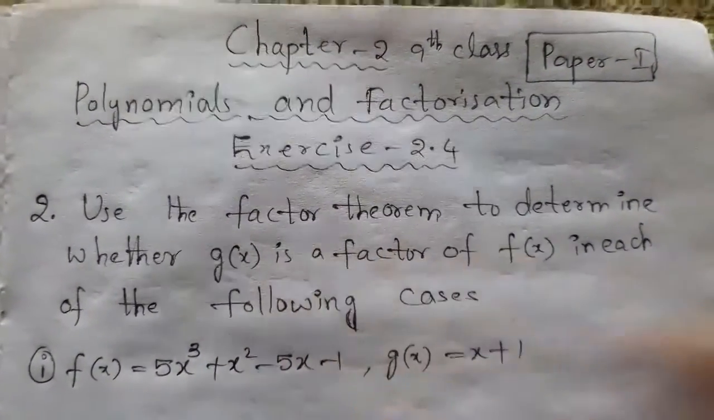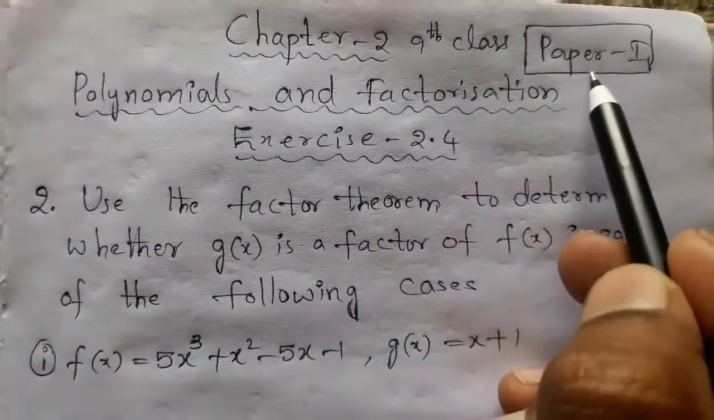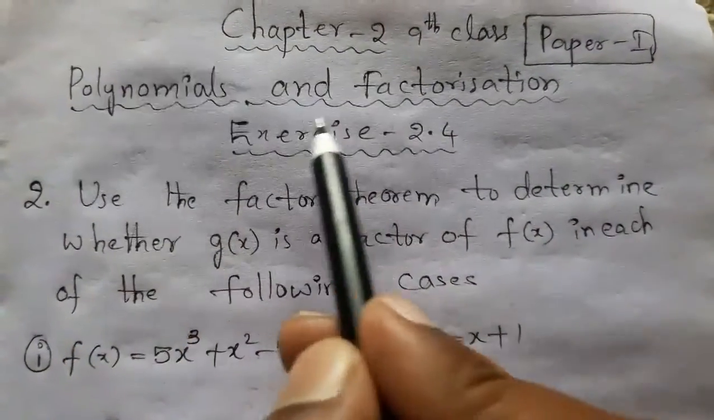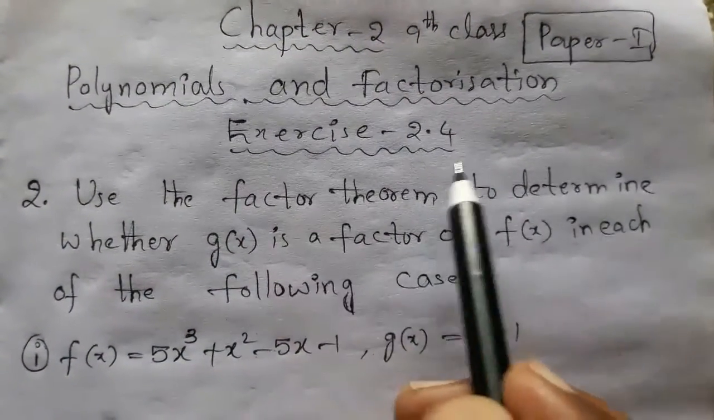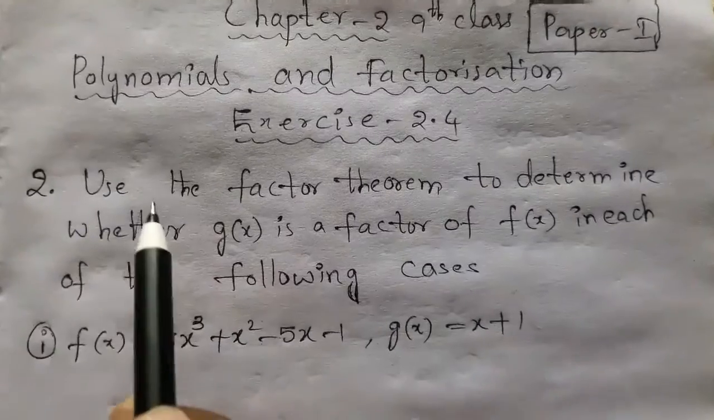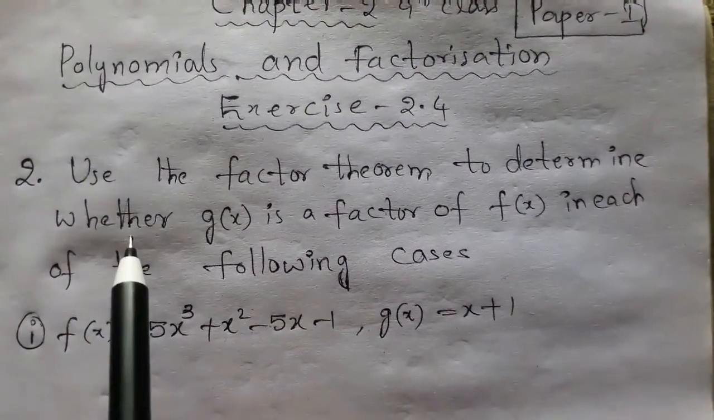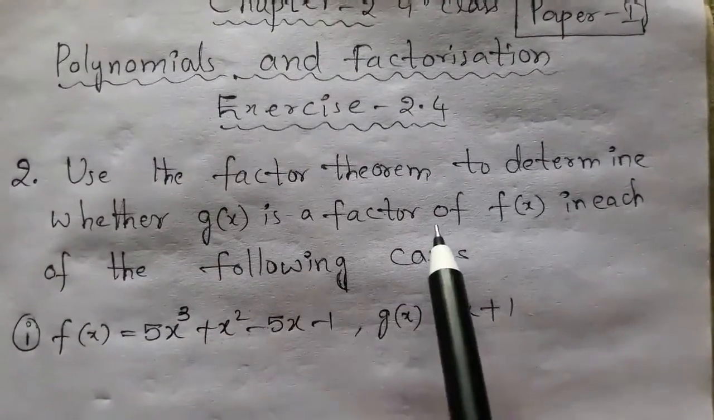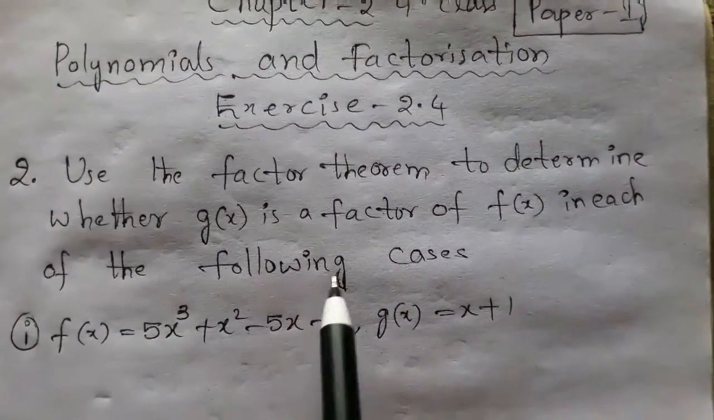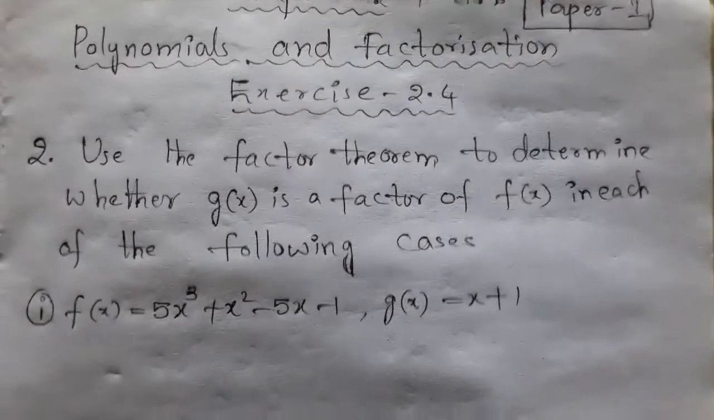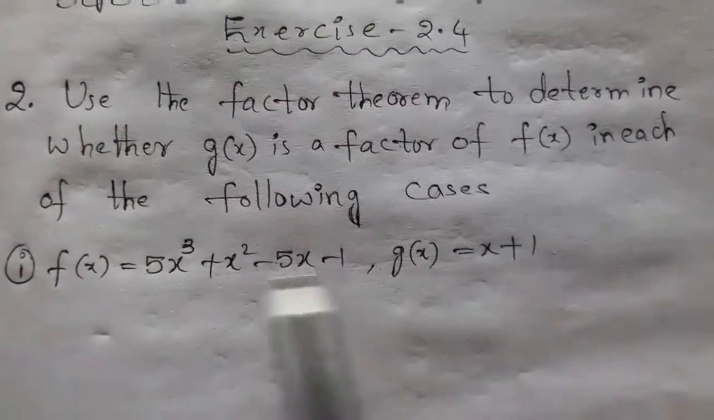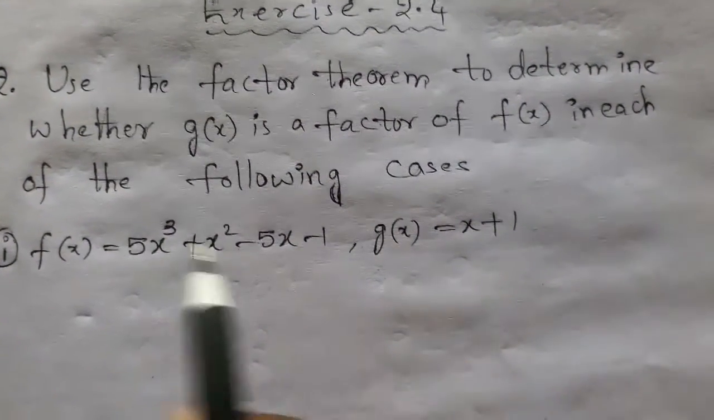Chapter 2, ninth class, Paper 1, Polynomials and Factorization, Exercise 2.4. Second, use the factor theorem to determine whether g of x is a factor of f of x in each of the following cases. Now, see, first one is given.